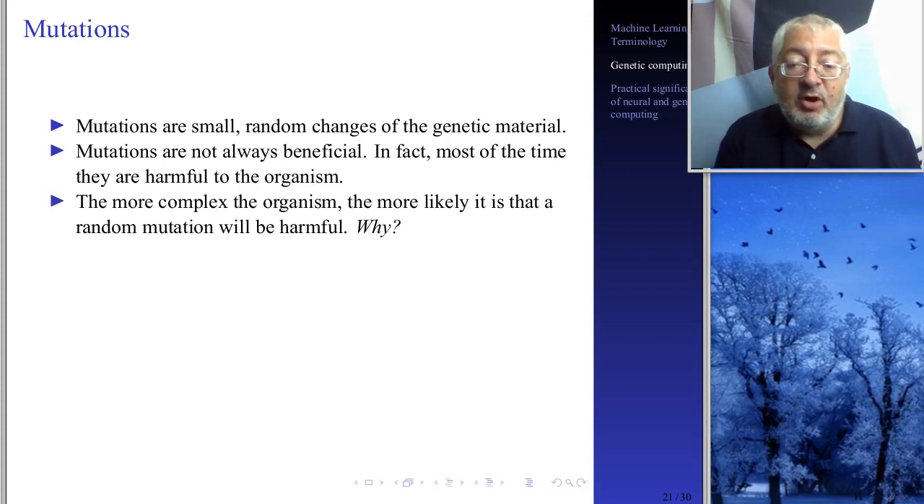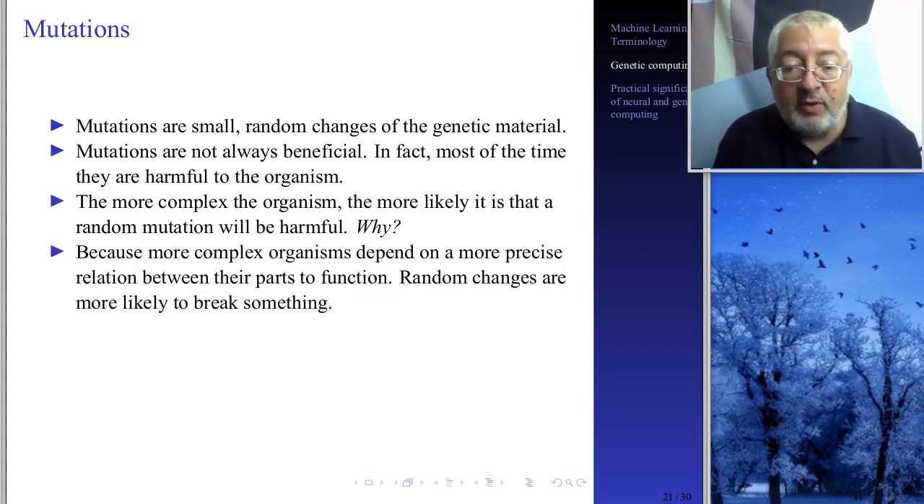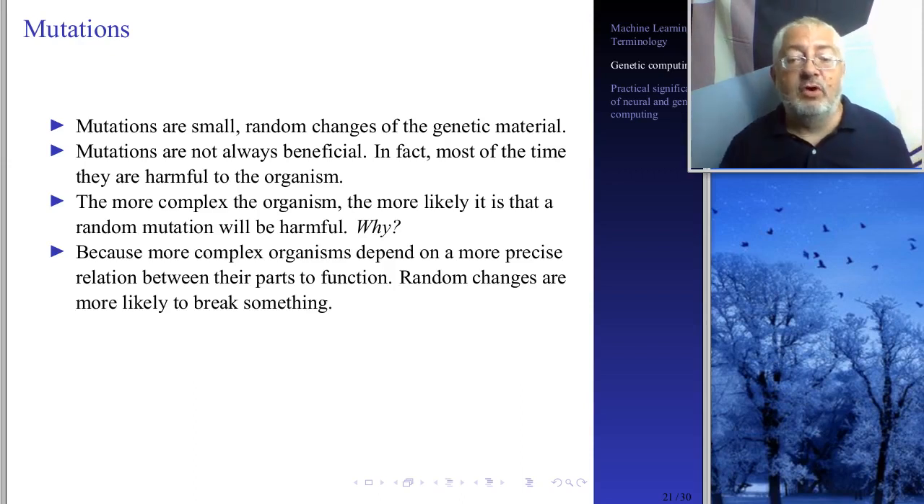So obviously, the more complex the organism, the more likely it is that a random mutation will be harmful. And why is this? Because more complex organisms depend on a more precise relation between their parts to function. Random changes are more likely to break something.